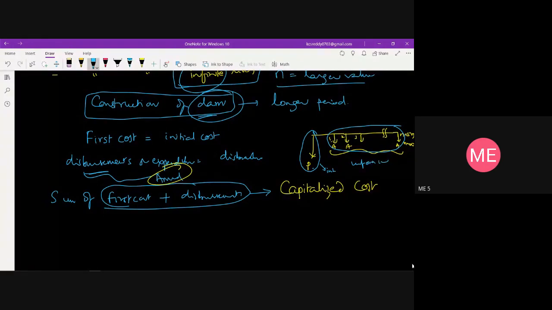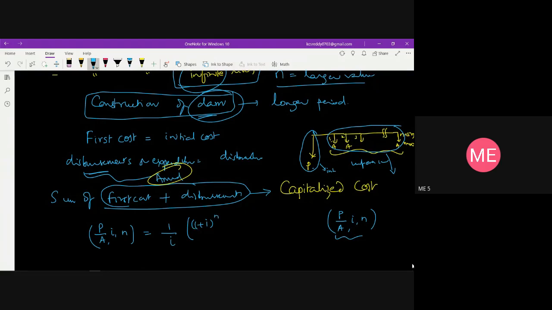For this, what is the factor I can use? For all these annuities, I am finding the present worth, so present worth for the given A, comma I, comma N. We know that the factor P by A, comma I, comma N is generally (1 plus I) to the power of n minus 1, divided by I into (1 plus I) to the power of n. This is the actual P by A for this cash flow.